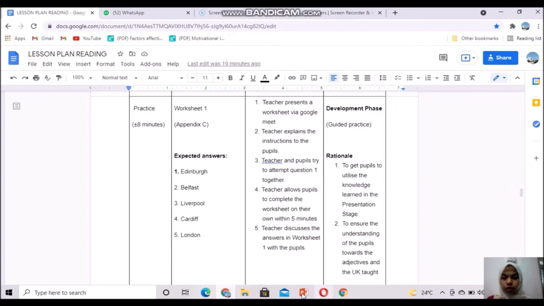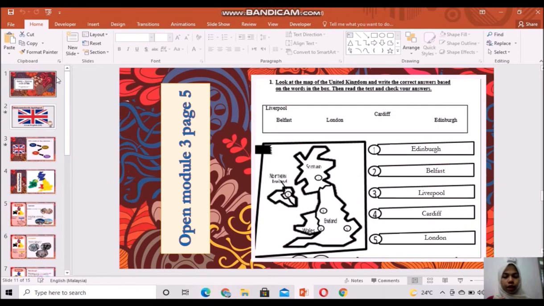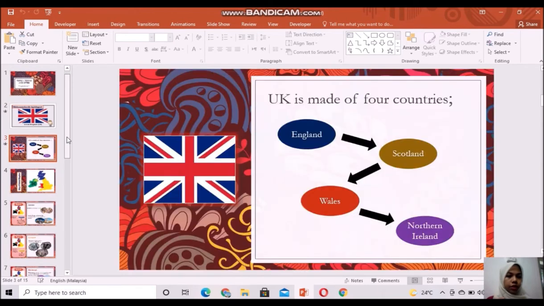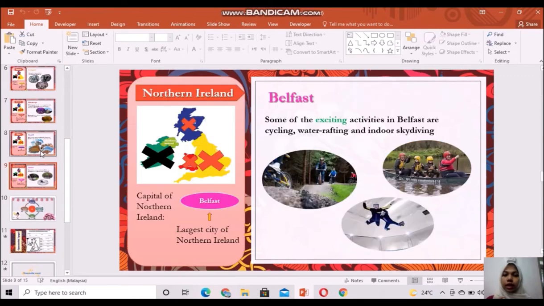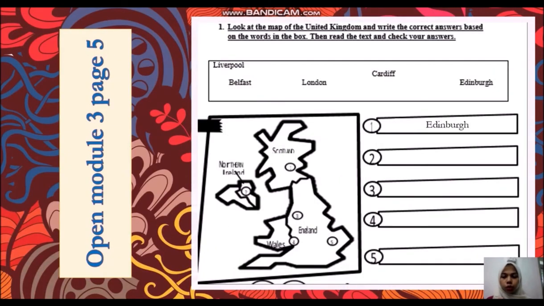So to give you further understanding of how we are going to conduct this, this is the PowerPoint slide that we have prepared. This is the flag that we are going to show to the pupils, and also some information about the United Kingdom and some adjectives that we are going to use in this lesson. Okay, here is just some recap, and this is the first activity, which is in the practice stage. We are going to show this slide and brief them how to complete this. After they have completed within the stipulated time, we are going to discuss the answers with the pupils. We have the answers here, so it's going to be easy.